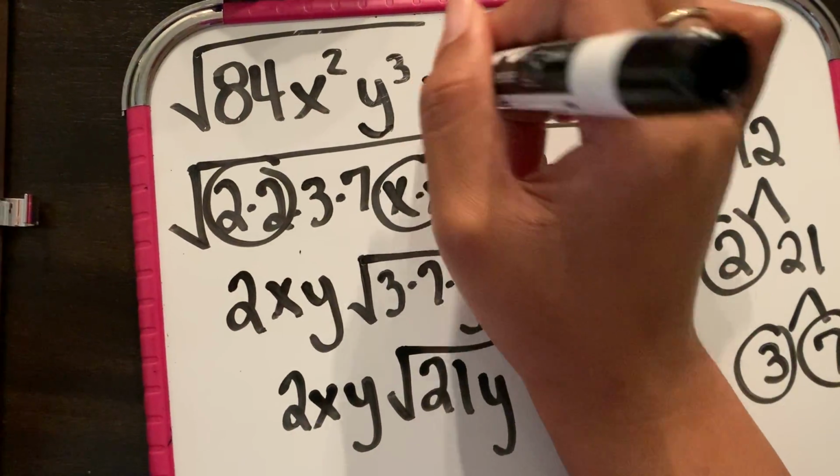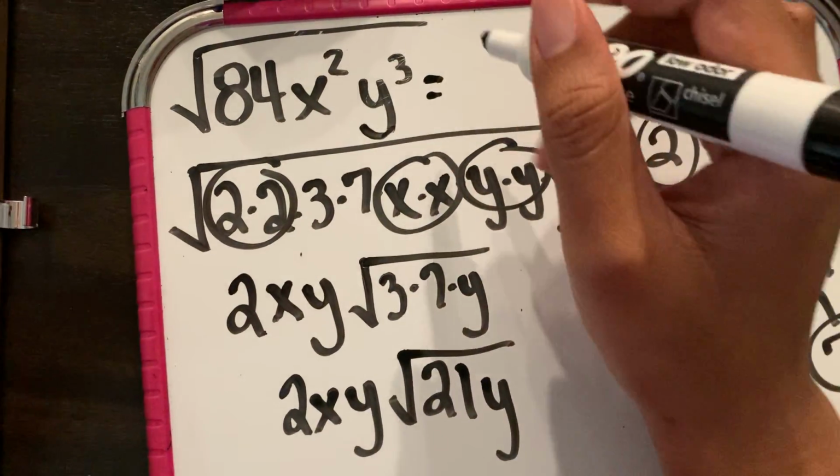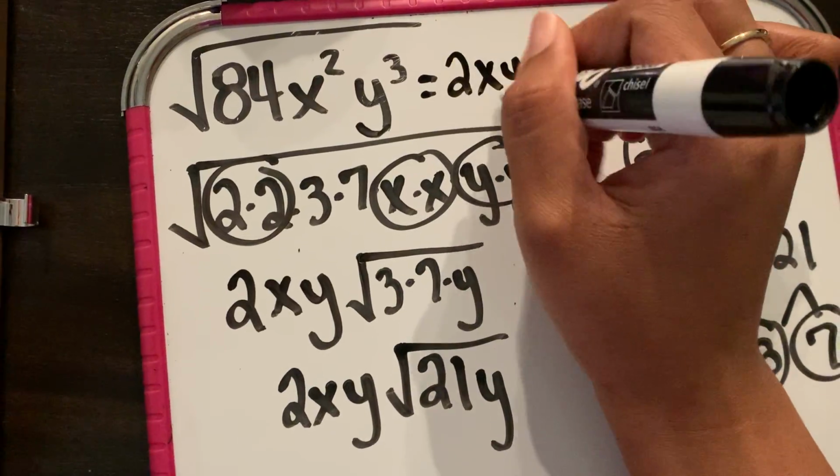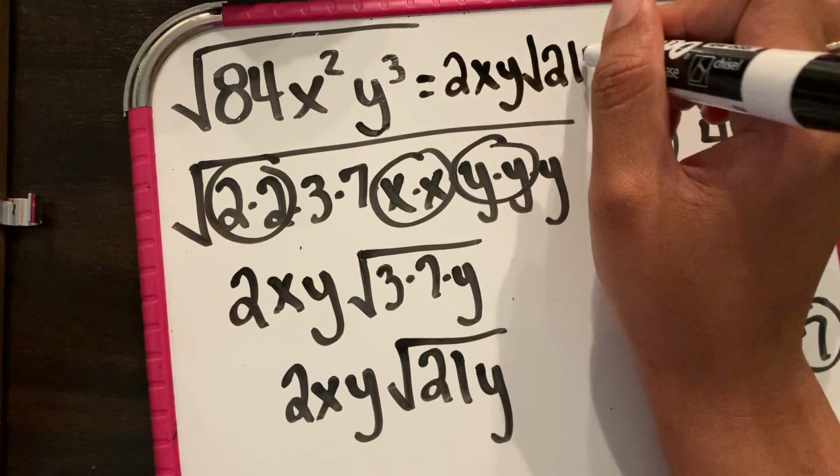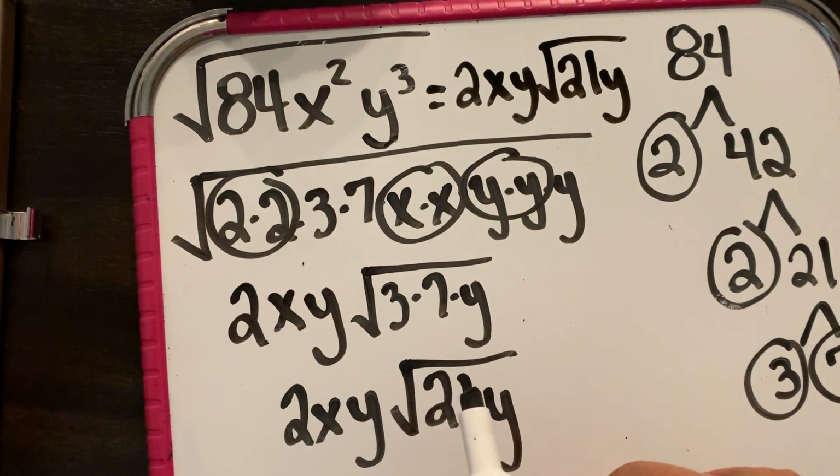So the square root of 84 times x squared times y cubed will be 2xy times the square root of 21y. That's the final answer.